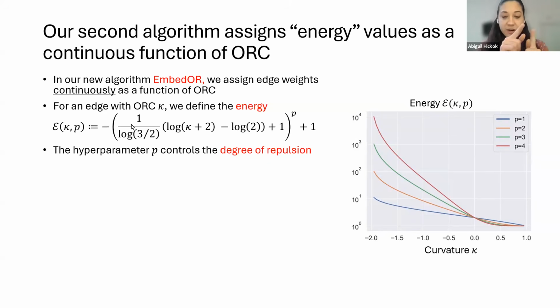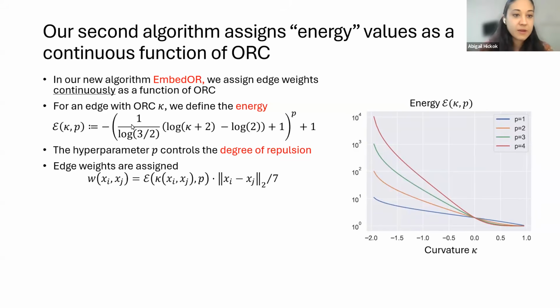And as the curvature approaches 1, the energy is equal to 1. And then what we do with this energy function is we use it to assign edge weights. So we use this energy as a multiplicative constant with the Euclidean distance between points. So we assign edge weights and we get this new weighted graph where we are lengthening edges that have more negative ORC, and we're shrinking edges that have positive ORC.